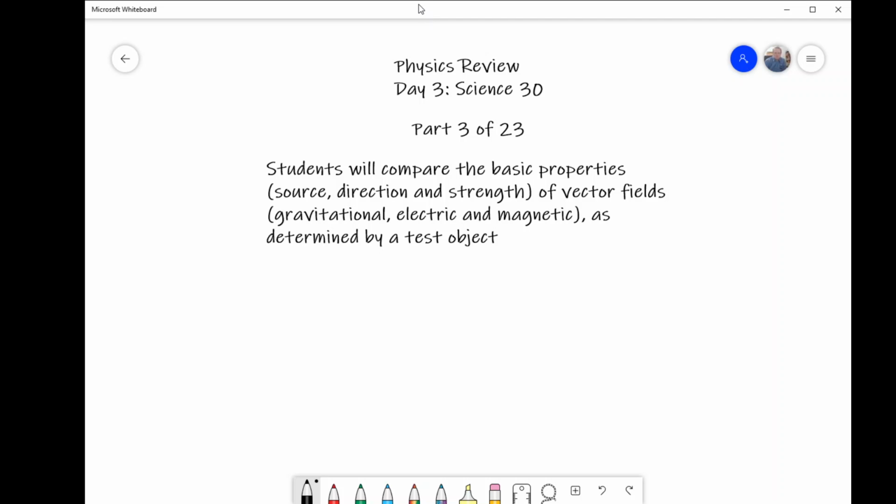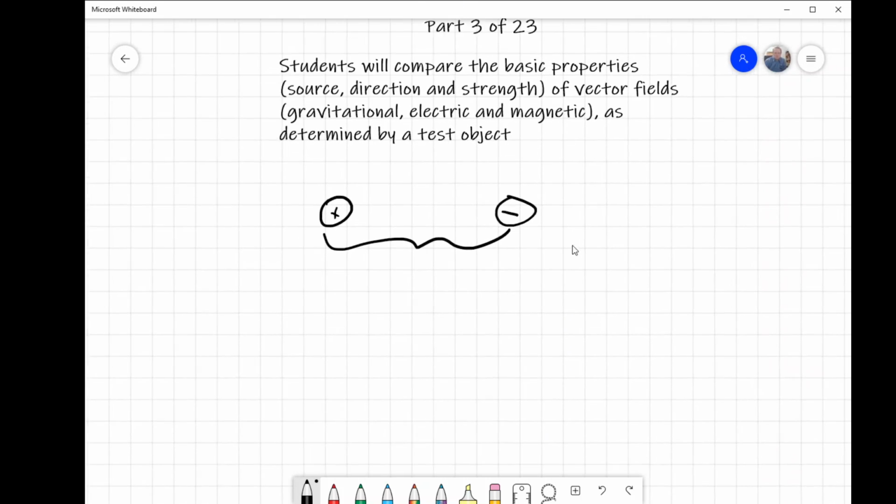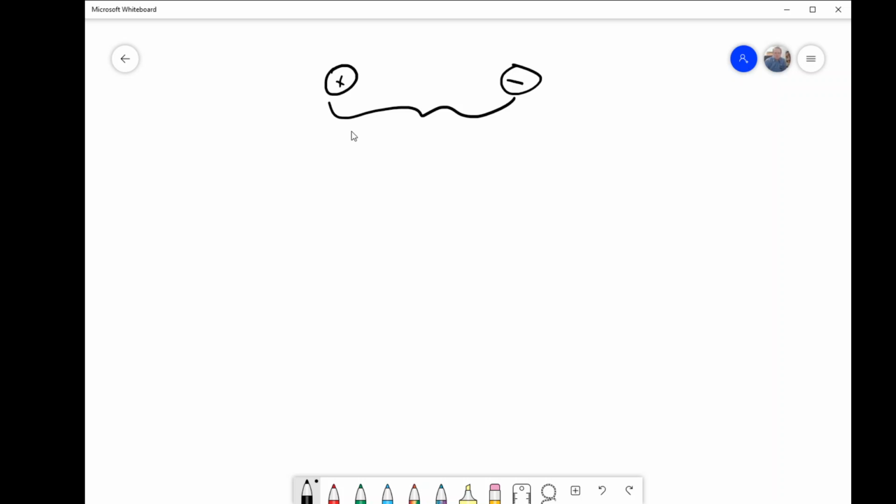Our third curricular outcome is comparing the source, direction, and strength of vector fields as determined by a test object. So if you were to have, say, a proton and an electron, we can figure out what force we have in between them using Coulomb's law, which we will go through in much more detail in Physics 30.